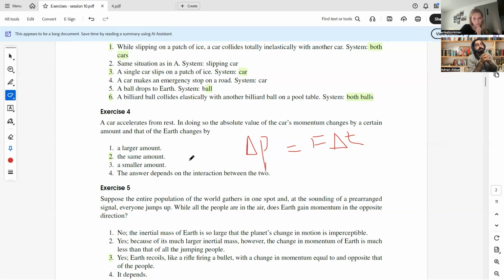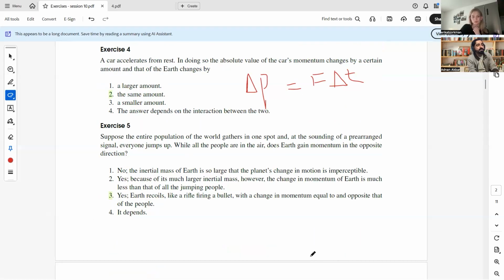The answer depends on the interaction between the two. That is not enough of an answer to explain. So the most suitable answer is the same amount. It is following the law of conservation of momentum. Is it clear? Yes, it's clear.